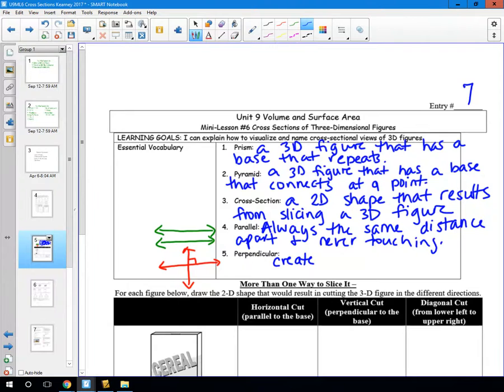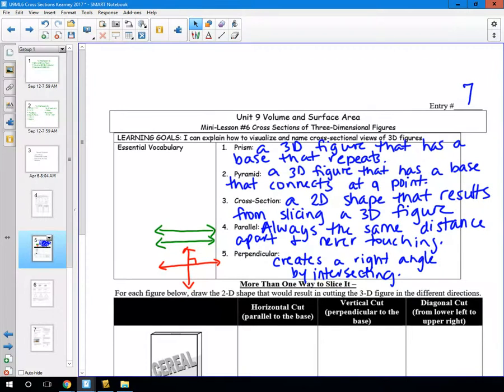creates a right angle by intersecting. So two lines that intersect and they create a right angle. Okay? So these are super important.